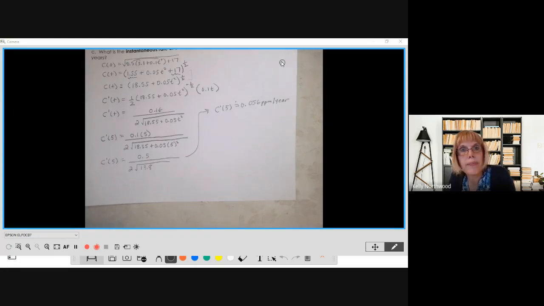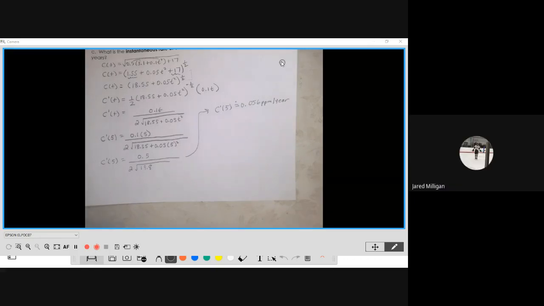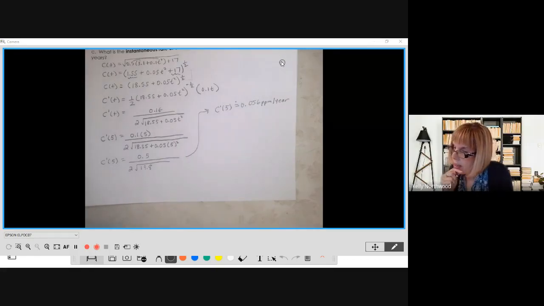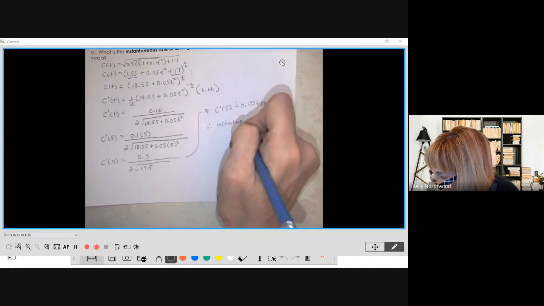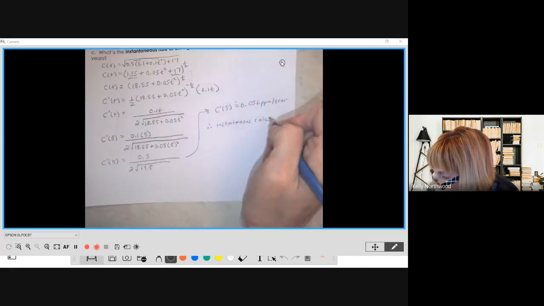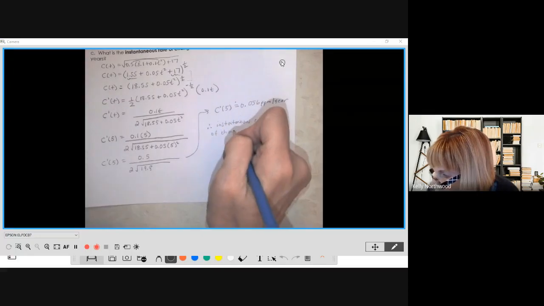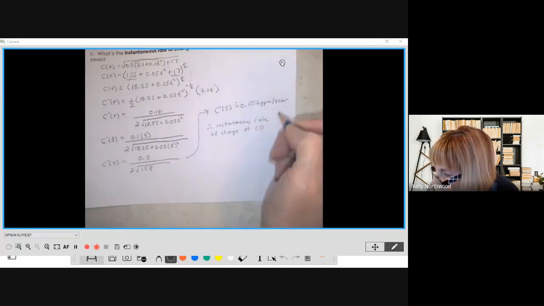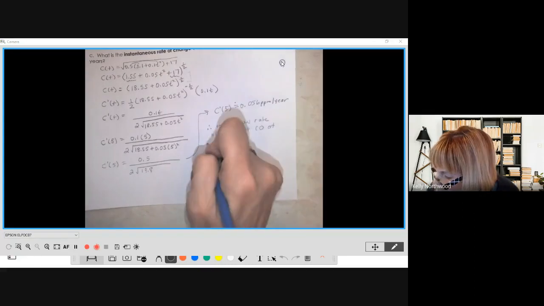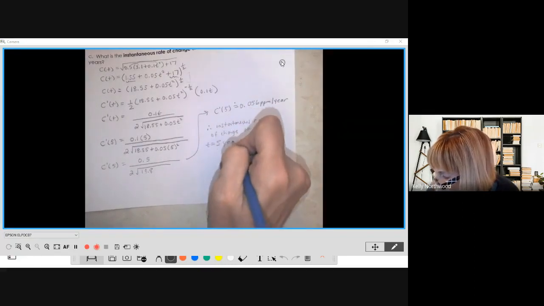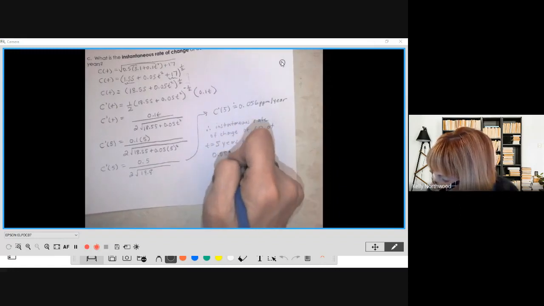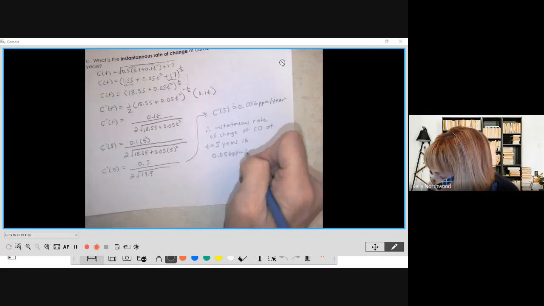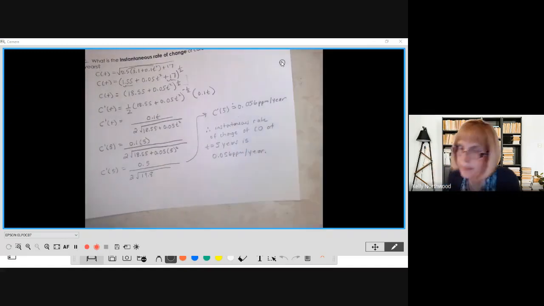Anyone else get that number? Yep, okay. So we need a nice therefore statement then. Therefore, the instantaneous rate of change of CO at t equals 5 years is 0.056 parts per million per year.